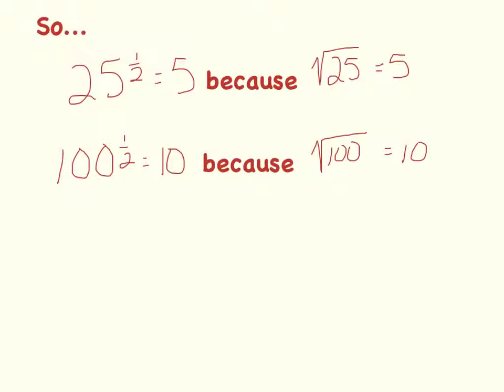So, if we have 25 to the 1/2 power, that will equal 5 because the square root of 25 is 5. 100 to the 1/2 power is 10 because the square root of 100 is 10. Remember, square root is what number we need to multiply by itself to get the number underneath the radical sign.